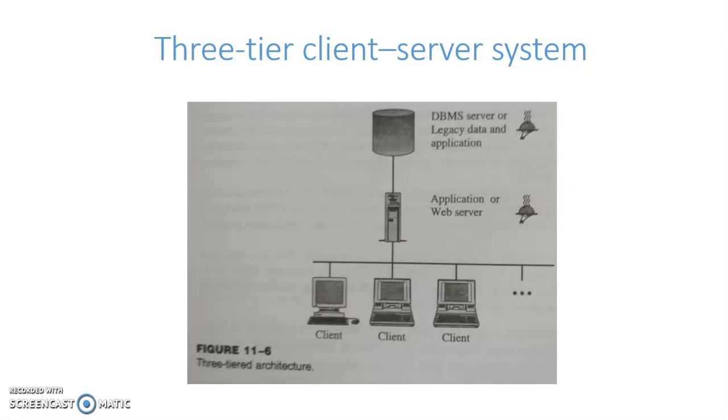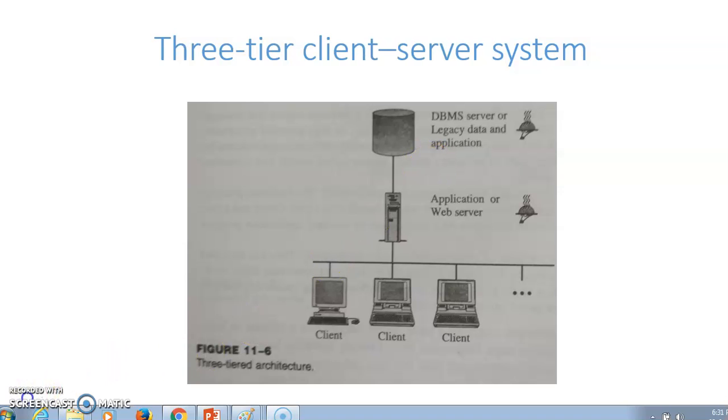Here is an example of the next client server architecture, that is the three-tier client server architecture, where the client program directly cannot communicate with the DBMS server. In between the DBMS server and the client, we have an application or a web server which works as a broker in between the client and the server.